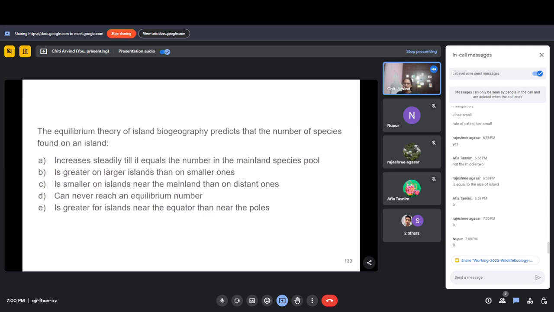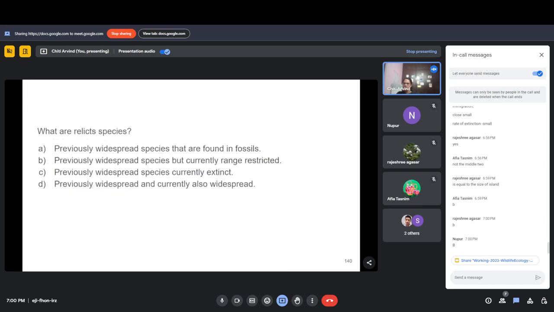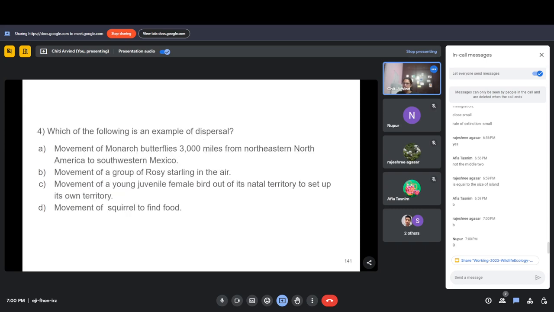Oh, I have a question on relict species again. Okay, so which of the following is an example of dispersal? Movement of monarch butterflies 3000 miles from northeastern North America to southwestern Mexico. Movement of a group of rosy starling, which are a species of bird, in the air. Movement of a young juvenile female bird out of its natal territory to set up its own territory, or movement of a squirrel to find food.